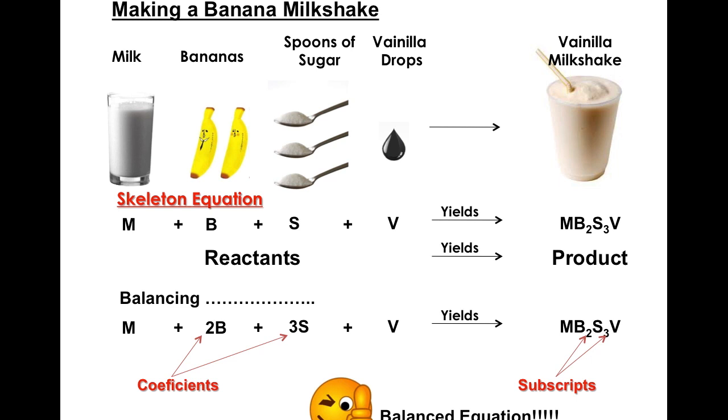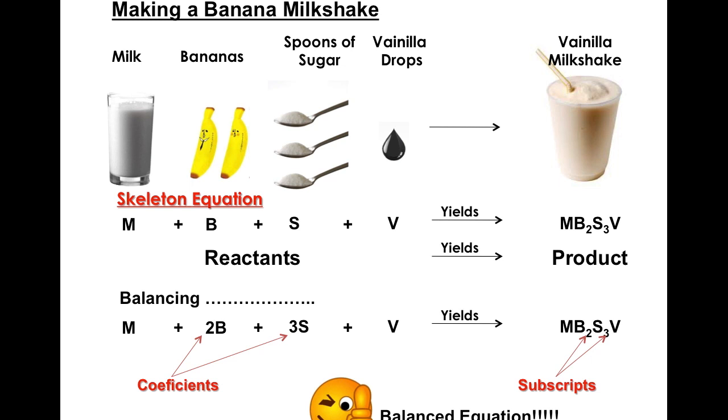This is a skeleton equation, where we are going to be using letters for indicating the different components that we have, and numbers for indicating the quantities that we have of them. For milk, we're using M, bananas B, sugar S, and vanilla V. As we can see, the amount of them is stated in the vanilla milkshake.